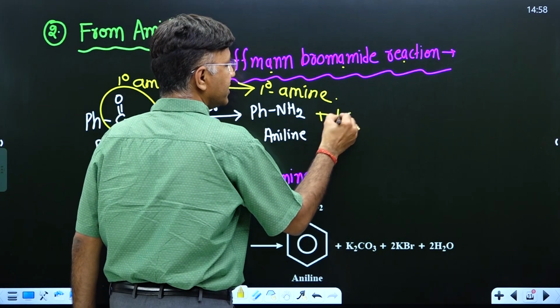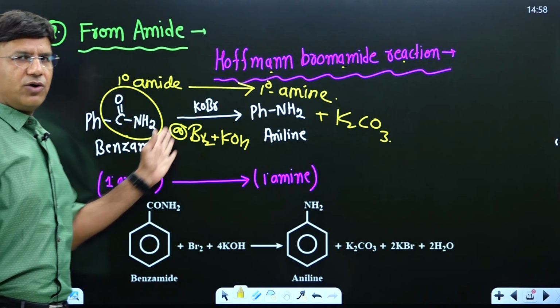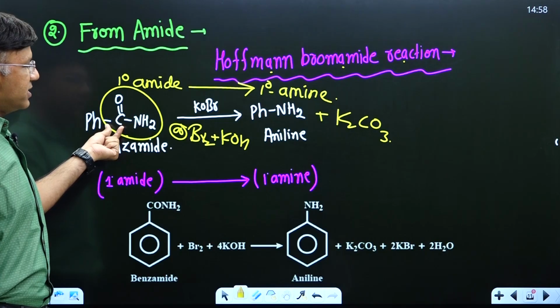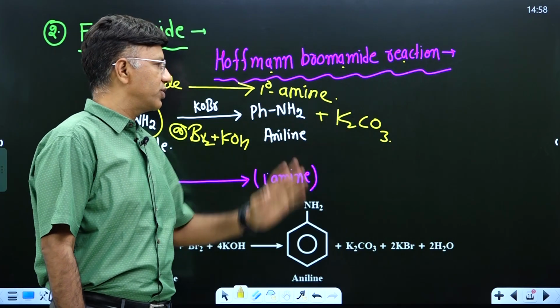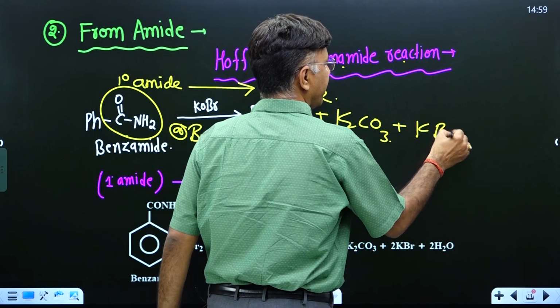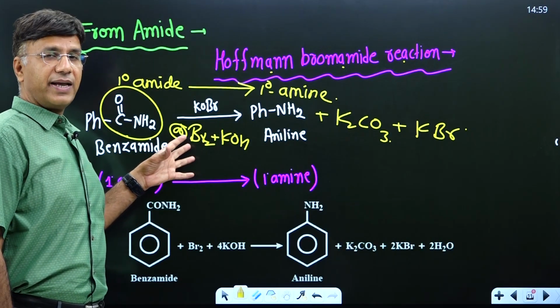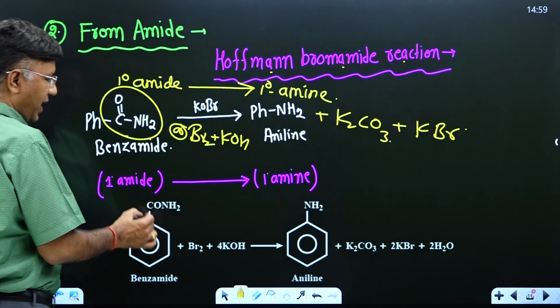Plus there is a decrease in carbon. Means if we convert amide to aniline, there is a decrease in one carbon. The carbon which is lost is converted into CO2, further converted into K2CO3 plus KBr. The second method is from the Hofmann bromamide reaction. We already discussed the mechanism in our carbon-19 chapter. The same, this is the balanced reaction.